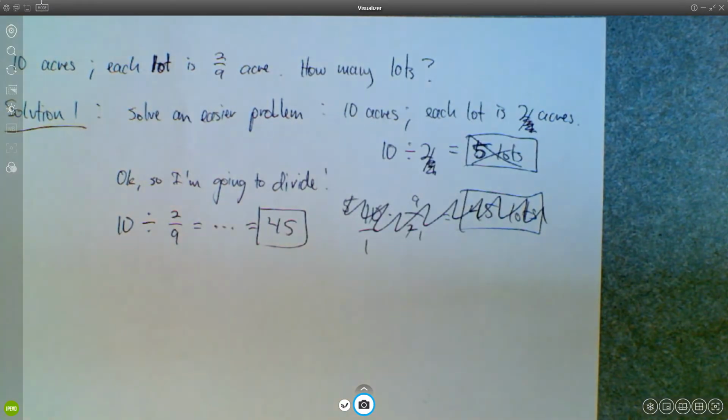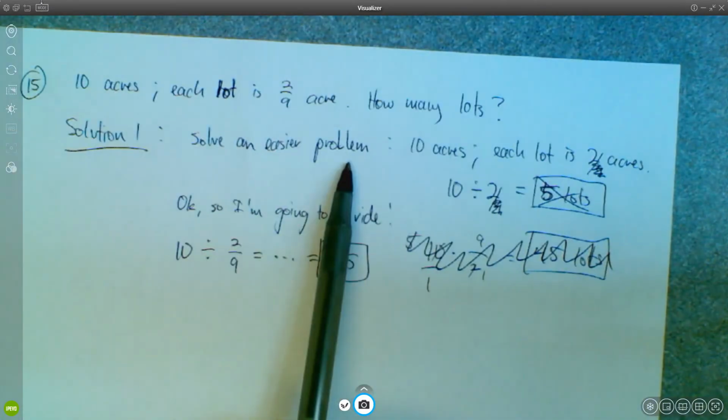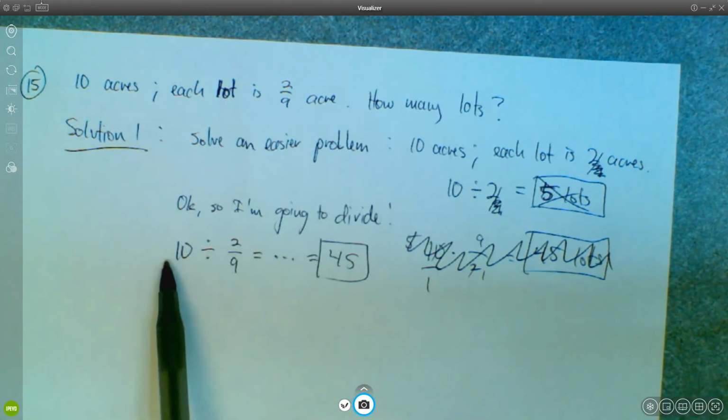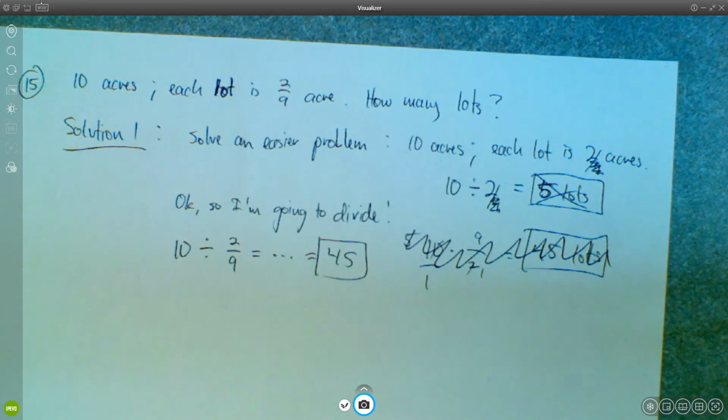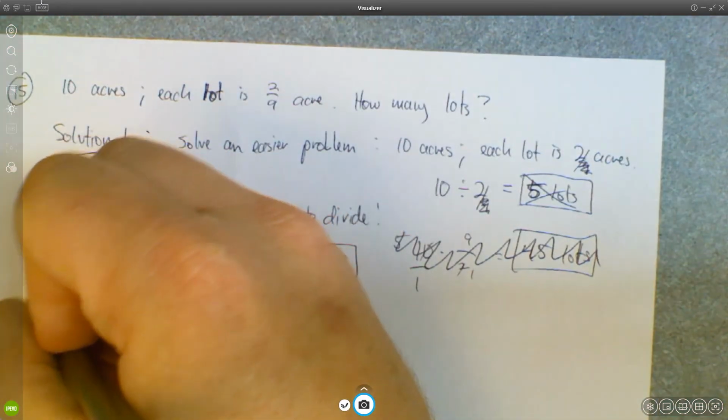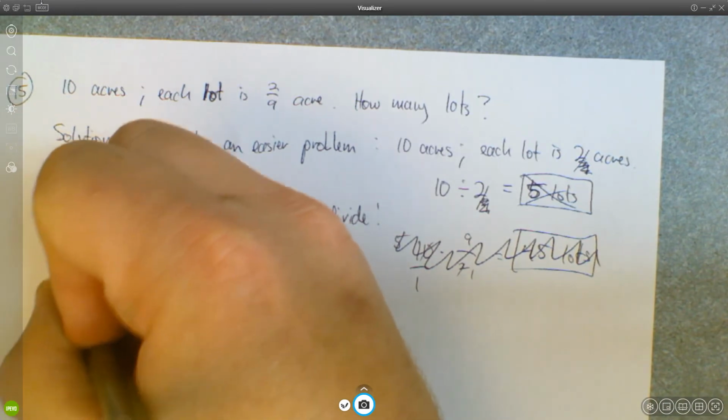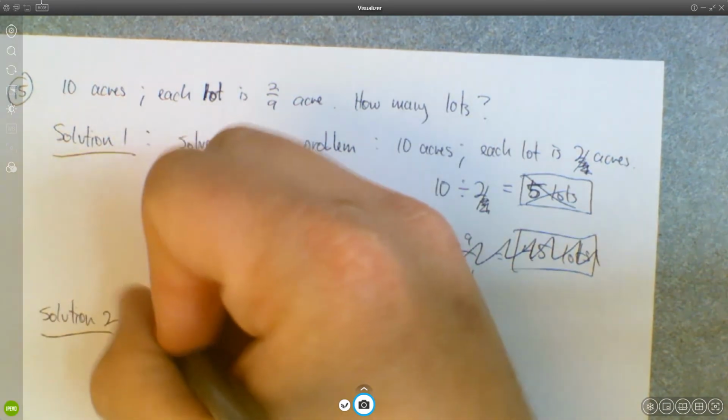It's kind of solve an easier problem first. Maybe you didn't even need to solve this easier problem. Maybe you were able to just jump straight here and see that you were supposed to do division, which is great. You know, that's fine. That could be one of your solutions. Here's another solution. So solution 2, you could draw a picture.